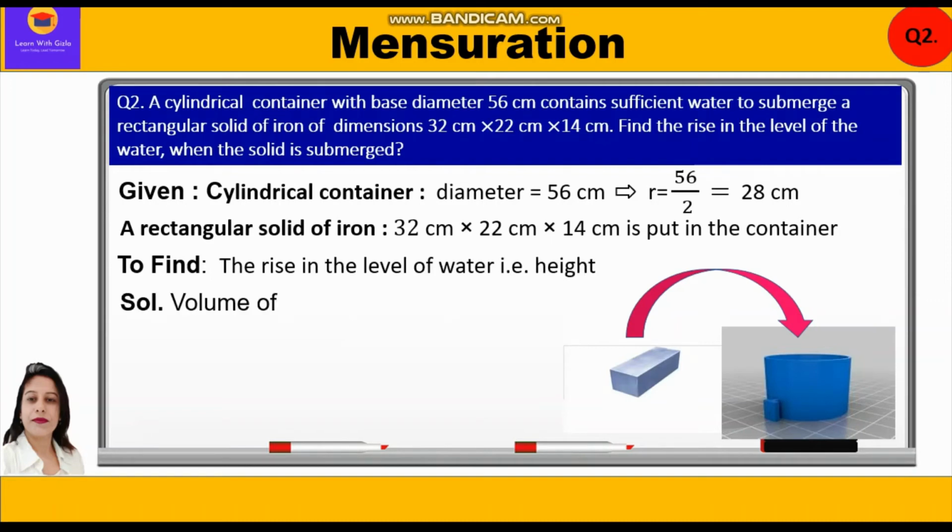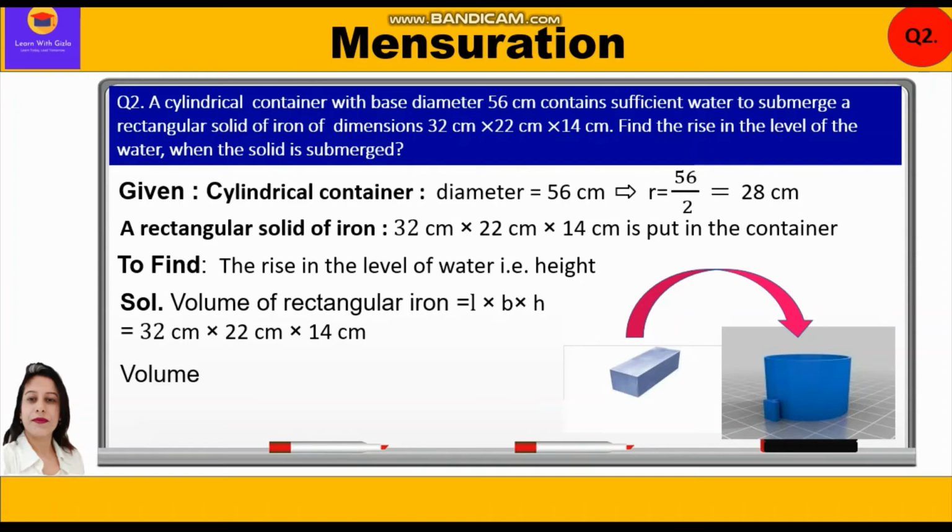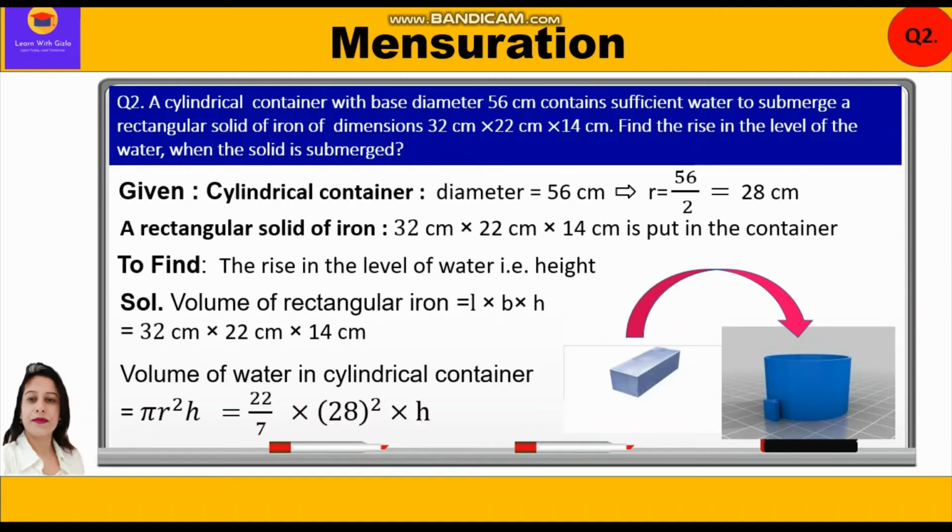Volume of rectangular iron, we know it is cuboid in shape, so it is length into breadth into height, which is equal to 32 into 22 into 14. And volume of water in cylindrical container, which is a cylinder, so we will say volume is pi r square h, radius is 28 centimeter, and height we have to find. So we will write 22 by 7 into 28 whole square into h.